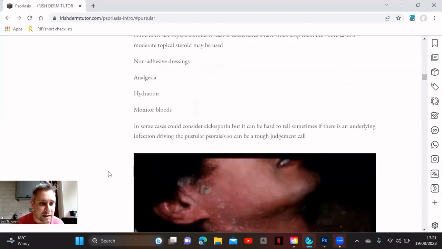And then if infection can be excluded and it's quite severe, you might need to consider systemic immunosuppressives. And cyclosporin tends to be a good one at getting things under control quickly. But there are other options.